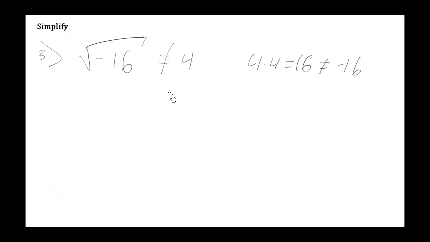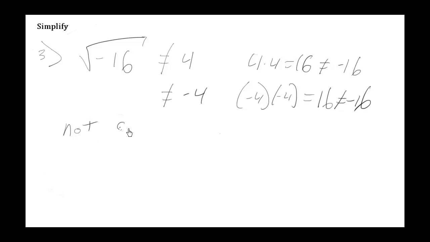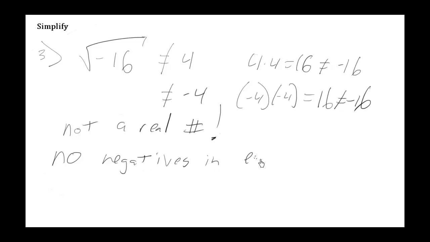Okay, example 3. Let's try this. Square root of minus 16. This is a tricky one. Well, this is not equal to 4, since 4 times 4 is 16, which is not minus 16, and it's not equal to minus 4, since minus 4 times minus 4 is, again, 16, which is not minus 16. So here this is what's called not a real number. And we've learned something, which is we can have no negatives in even roots. The odds, I think we can do.